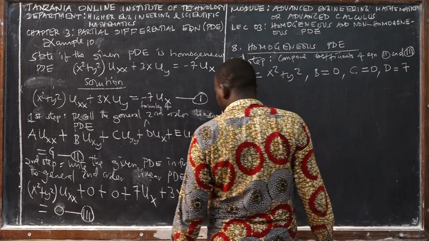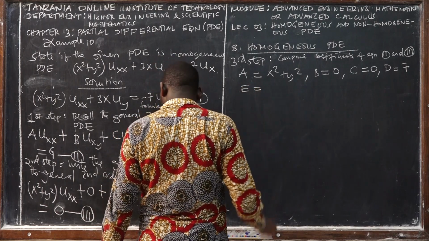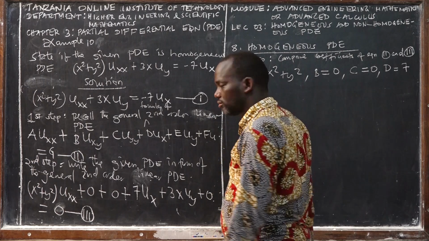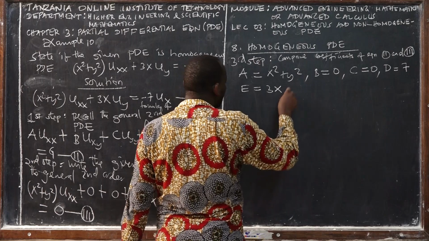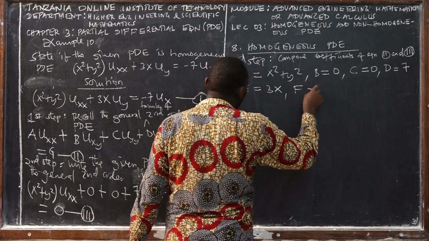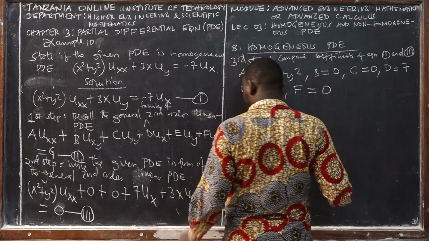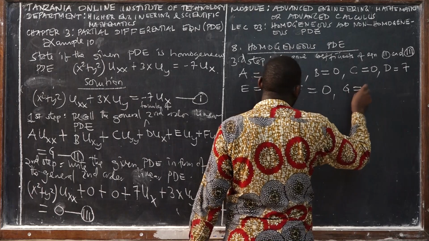A? 7. The next coefficient is what? E. E is equal to what? 0. 3x. Should you have it? Then the next term is F. F is equal to what? 0. Then the next term is G. G is equal to what?